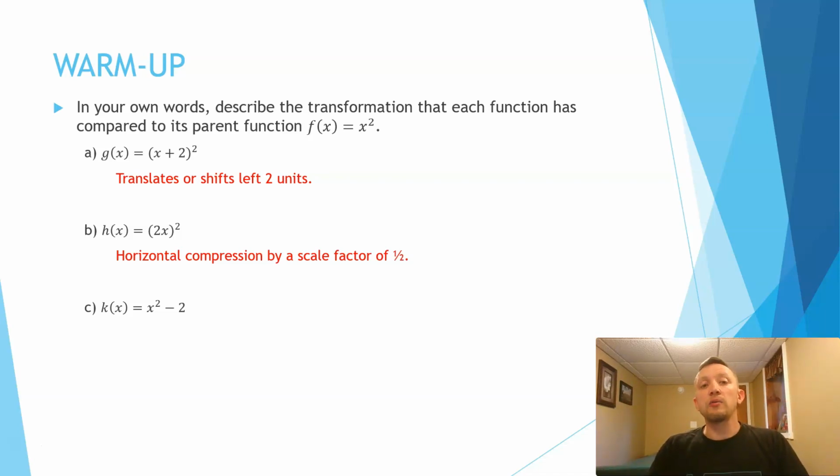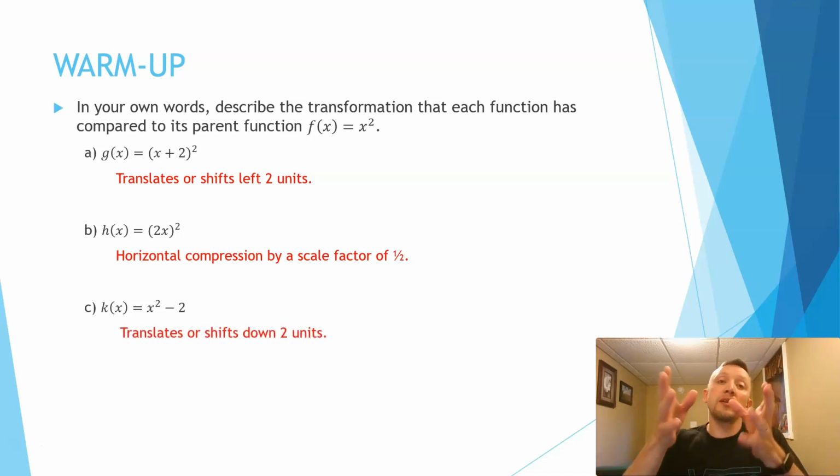And lastly, with letter C, x squared minus 2. That minus 2 is happening after we square the x. So that tells me that this is going to be affecting the graph vertically. It's going to be a vertical translation. So we're going to say it translates down or shifts down 2 units. So that's a little warm-up there.